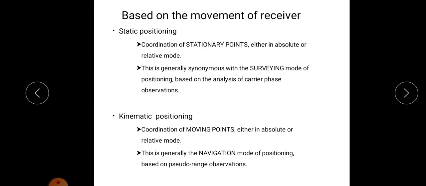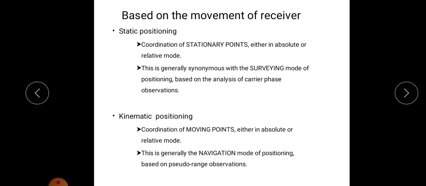Next is the classification based on movement of the receiver, that is static positioning and kinematic positioning. In the case of static positioning, the object whose location is to be found out is stationary. So it is known as static positioning, it will not be moving. And in kinematic positioning, the object will be moving. So this is the second classification.